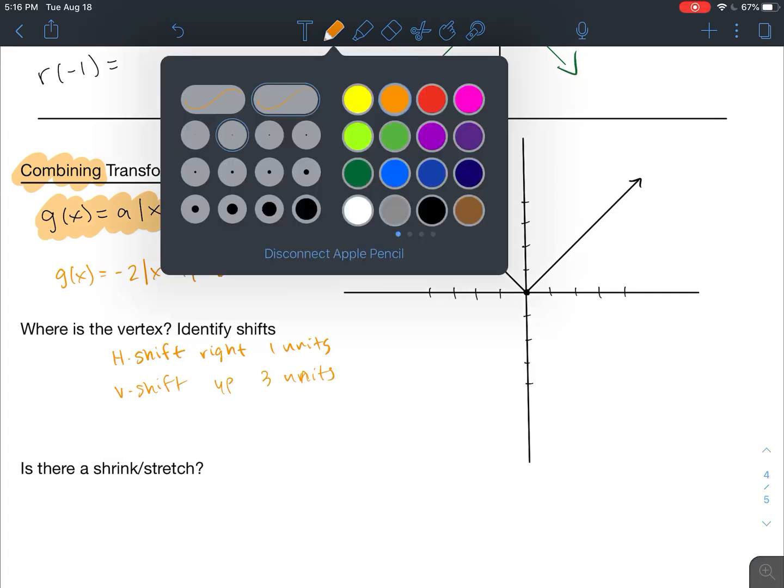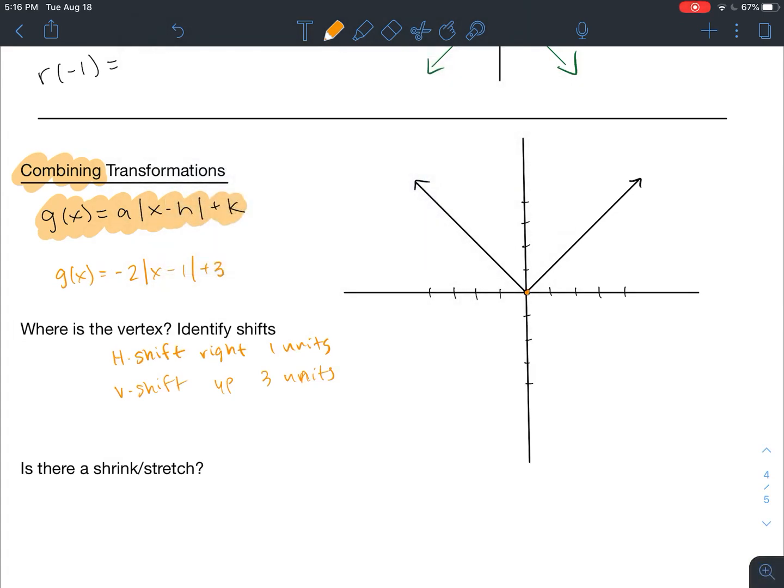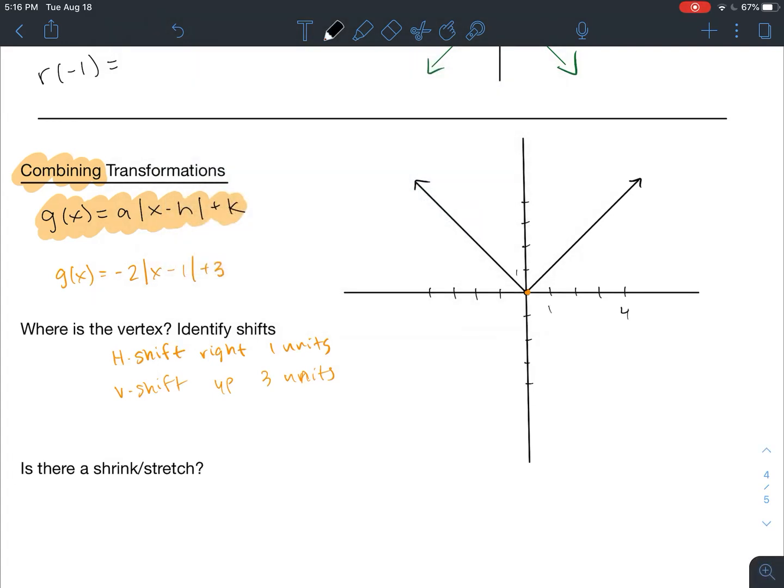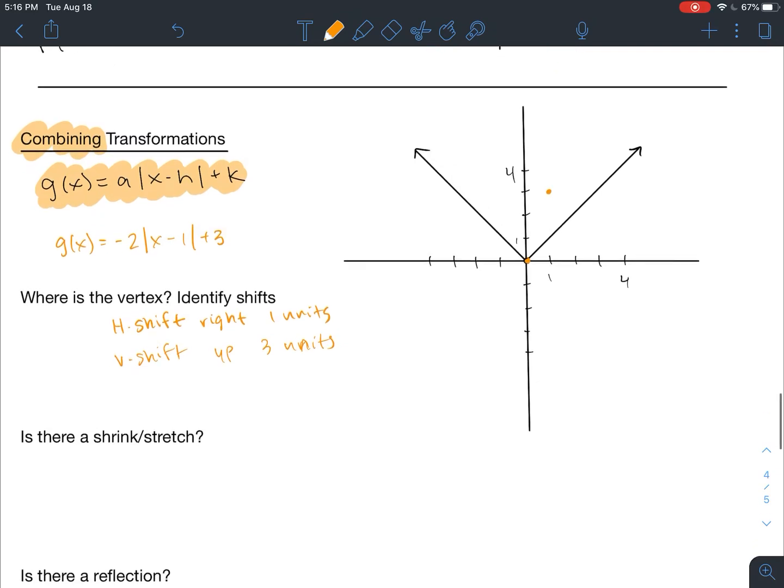So where is our vertex? If our vertex is starting here, like that, and we're going to the right 1 and up 3, that's where our new vertex is going to be. Okay, so now let's go to the next question. Well, first, our vertex is at (1, 3).